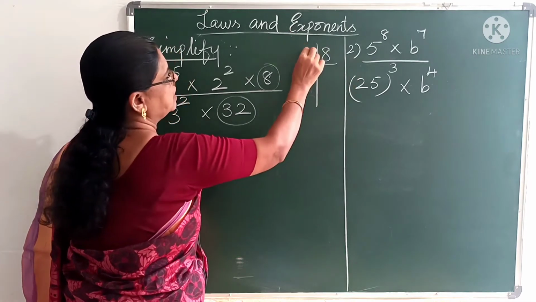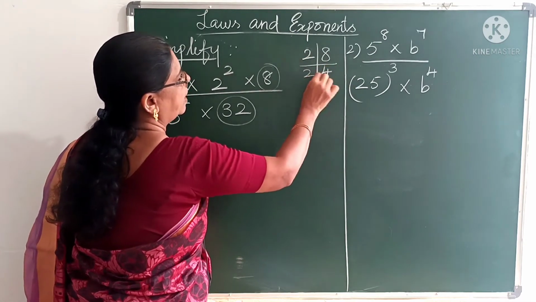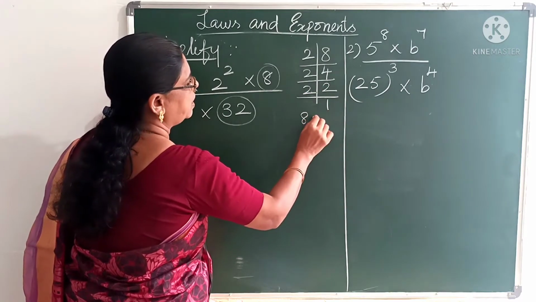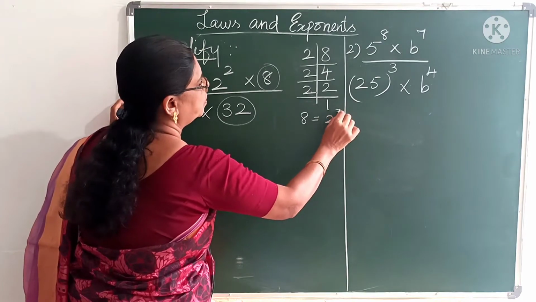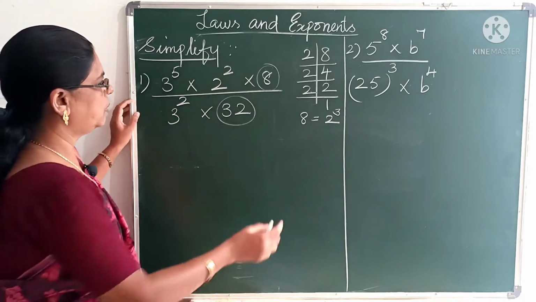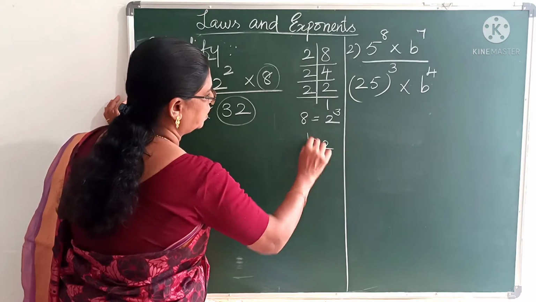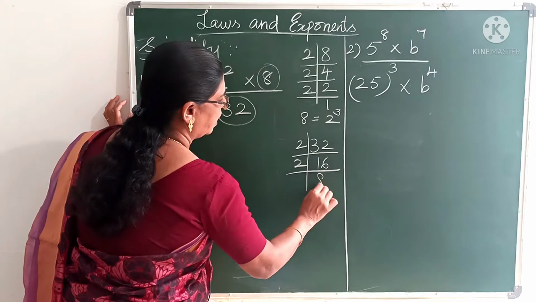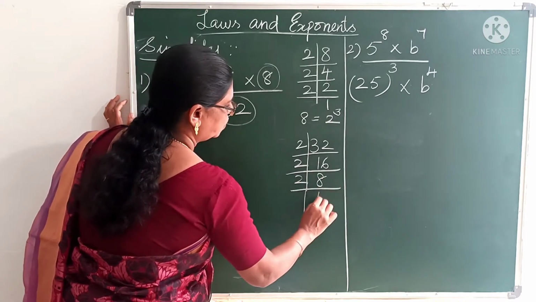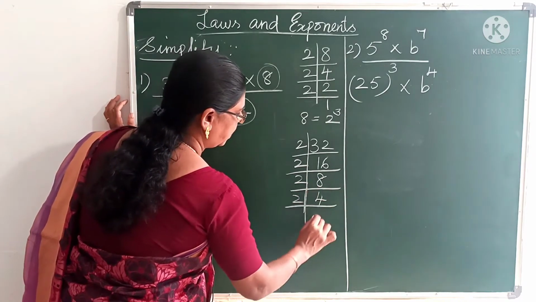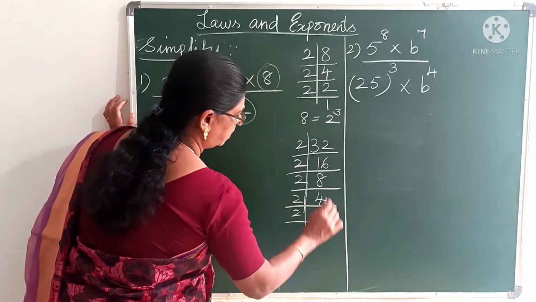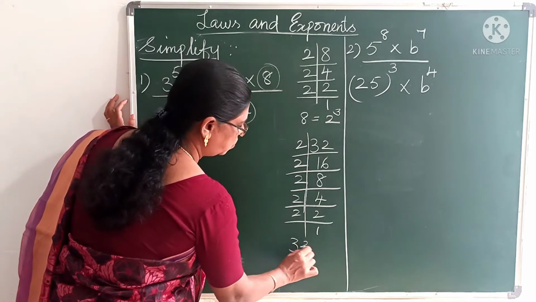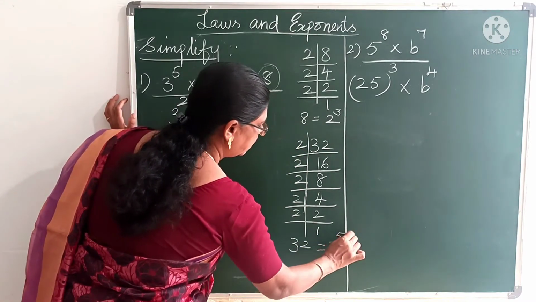So factorize 8. 4 divided by 2 is 2. So 8 means it is 2 cube, 2 power 3. Then factorize 32. 32 is divisible by 2. The answer is 16. Again divide it by 2. Divide till the answer becomes 1. Continue. So how many times 2 is taken? 5 times. So 32 is equal to 2 power 5.